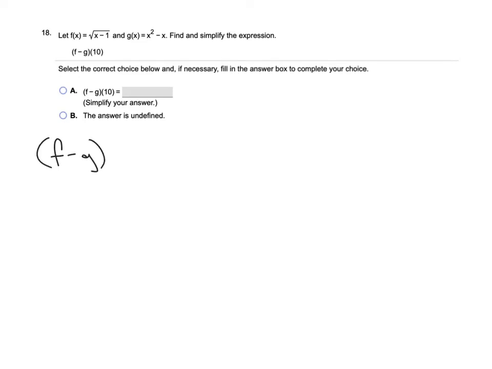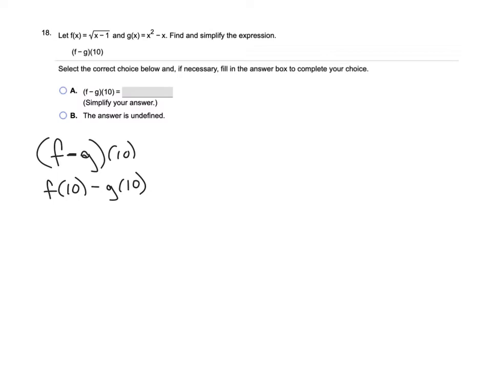f minus g of 10 is basically saying we're going to subtract f and g. Right, so that'd be f of 10 minus g of 10. And the 10 is obviously what they want your x to be, so you're going to plug 10 in for x. But this is just telling you to subtract f and g. I could have easily given you plus where you add them, or dividing, or multiplying.